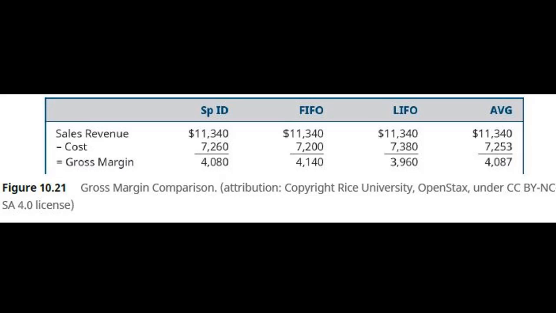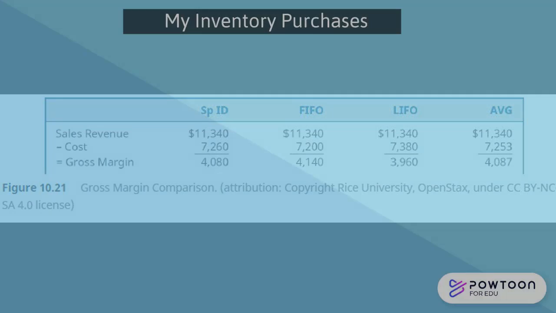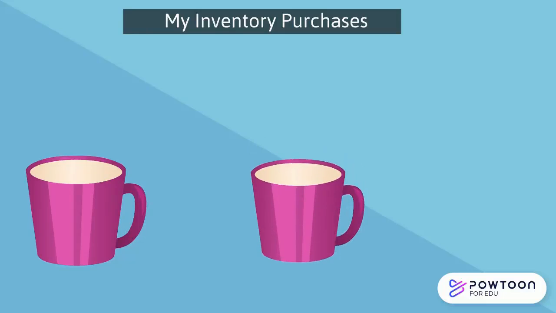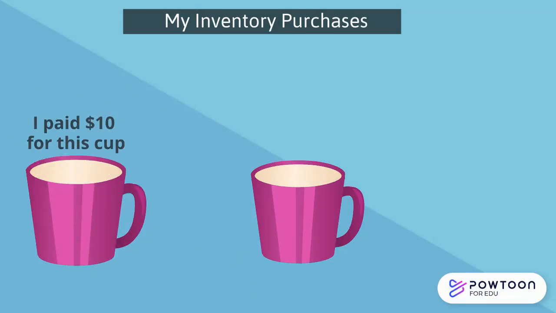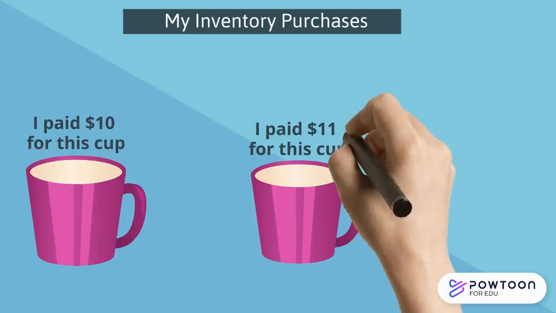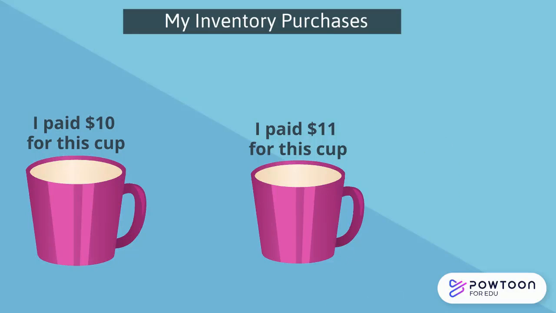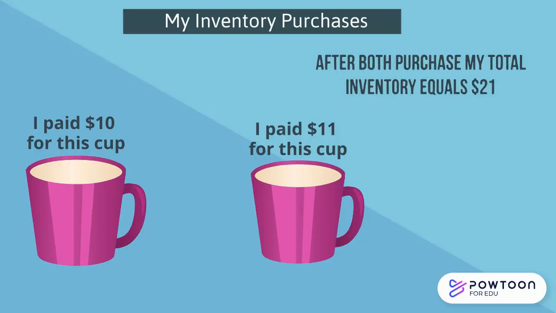Now, here's the concept. Let's not look at figure 10.21's specific numbers. Let's focus on the concept. Let's say I'm a retailer and I am purchasing cups and then I'm reselling them. Let's say I purchase a cup today for $10. Let's say I purchase the same cup tomorrow for $11. I now have 2 cups in inventory. One is worth 10, one is worth 11. Total value of my inventory, $21.